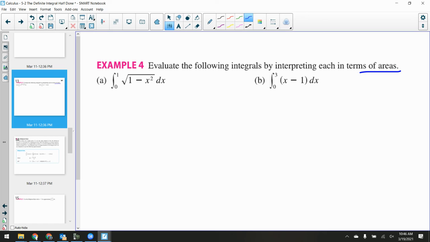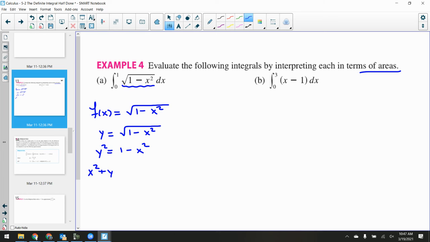What does that mean? That means I need to go to the graph, and I need to figure out based on the graph, what is the area of this thing? Okay, so now what's the function then? F of x is equal to the square root of 1 minus x squared. Now what does that look like? Well, isn't f of x just y? So if I square both sides, I'm going to get y squared is equal to 1 minus x squared. Let's bring it over. What is that?